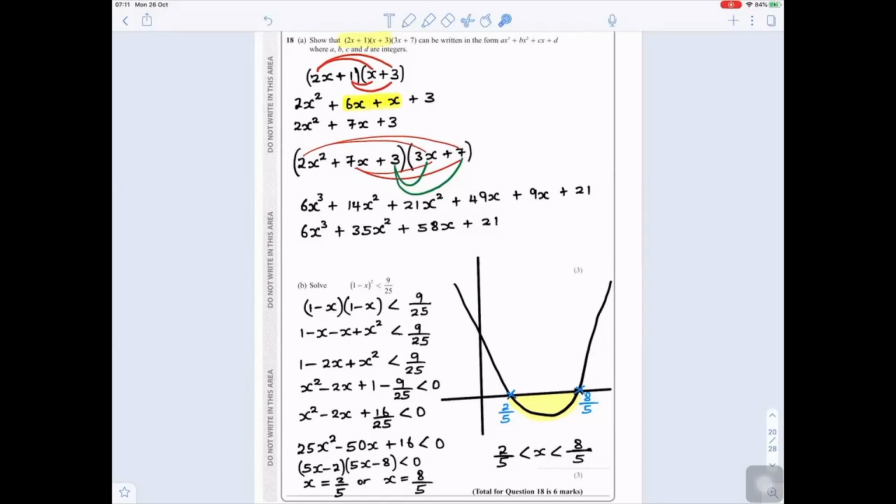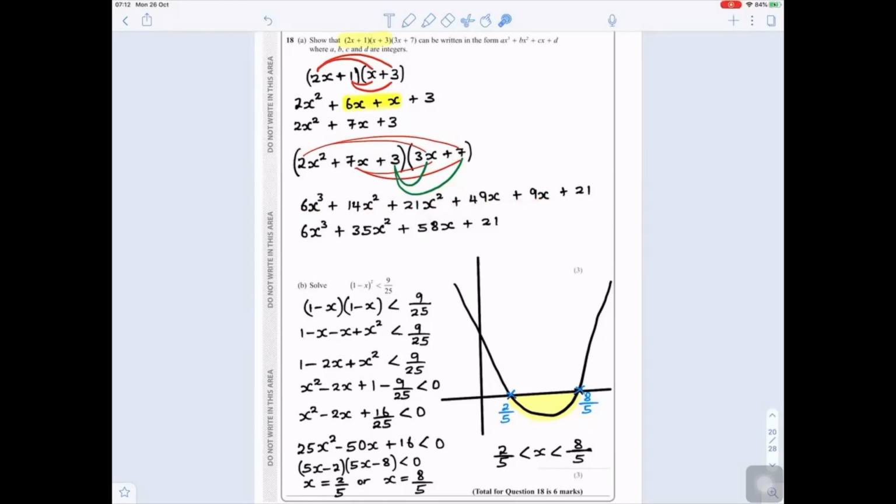We take that now and multiply by 3x plus 7. So this one will give you 6 terms. 2x squared times 3x, 2x squared times 7. The next one, 7x times 3x, 7x times 7. The last pair, 3 times 3x, 3 times 7. It would give you that expression there.